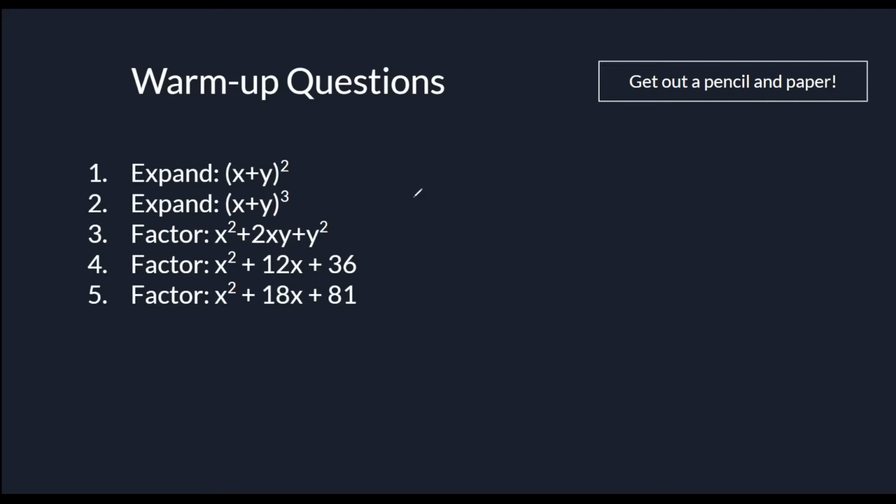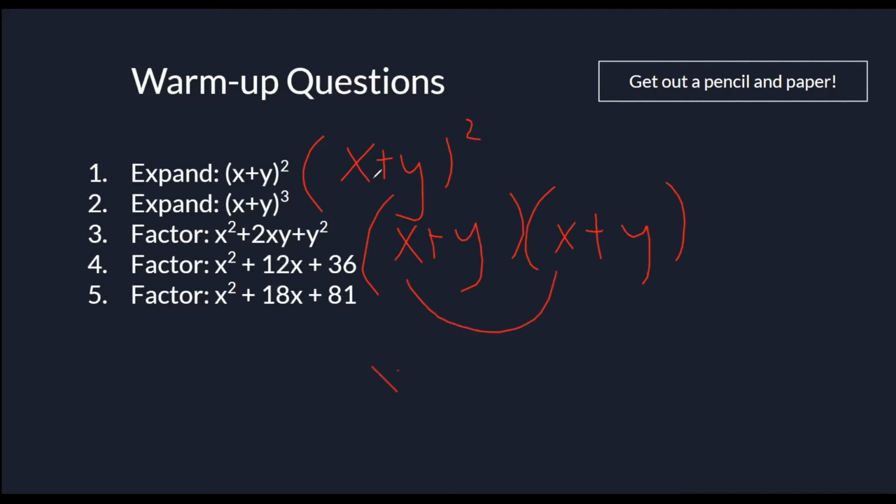plus y squared. Exactly. So we start with (x plus y) squared, and then we have to expand it out like this, (x plus y) times (x plus y), because when you're squaring something, you're multiplying it by itself. We multiply these two x's, we get x squared, then we get an xy, then we get a yx, then we get a y squared, okay?